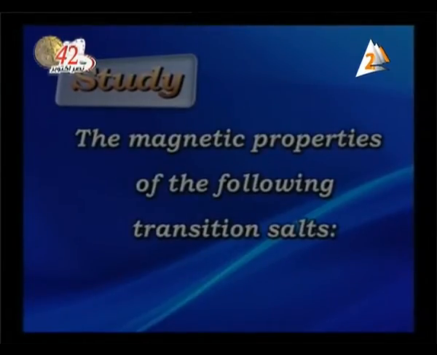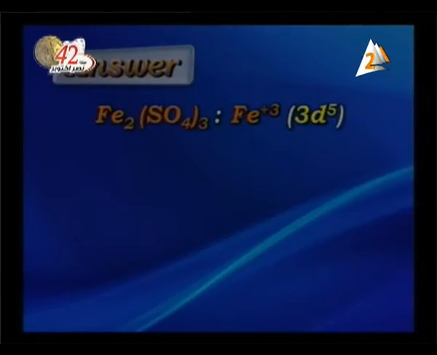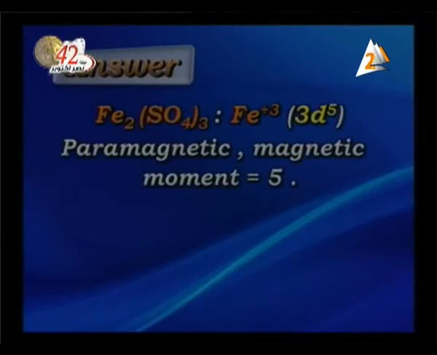Next example: study the magnetic property of the following transition salts: iron 3 sulfate and titanium 4 chloride. The answer: in iron 3 sulfate, the iron here has a positive 3 oxidation state. That means the electronic configuration will be argon 18, 4s0 and 3d5. So it is paramagnetic, having a magnetic moment of 5, as it has 5 unpaired electrons.